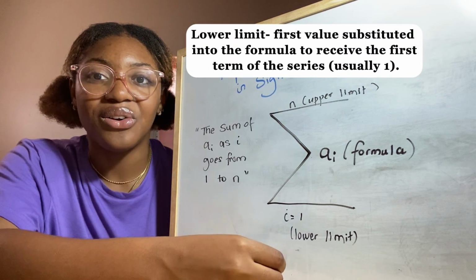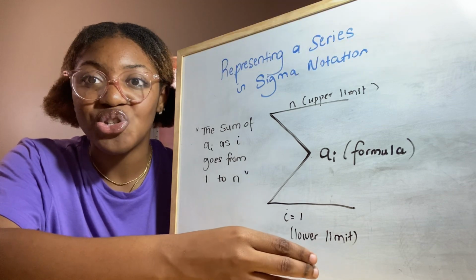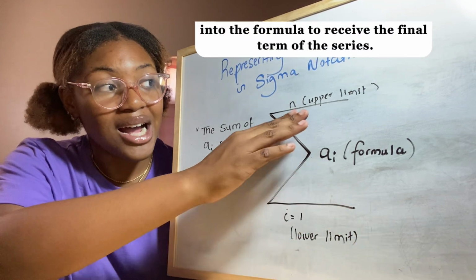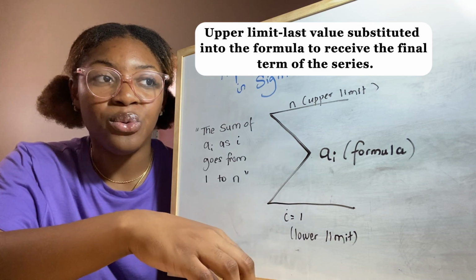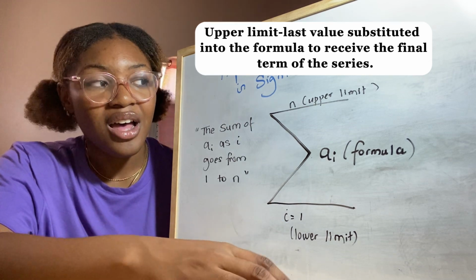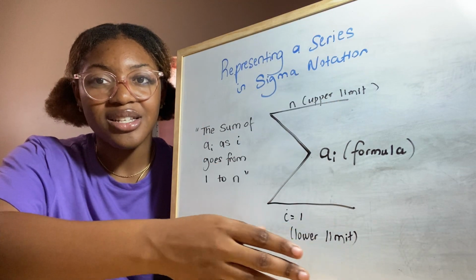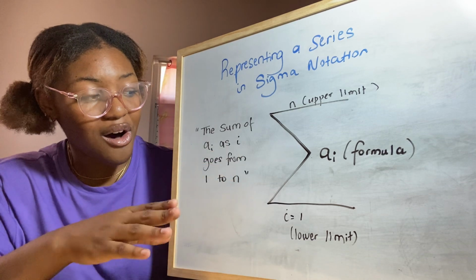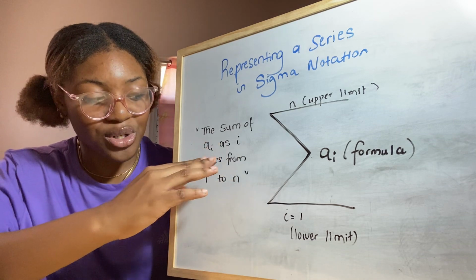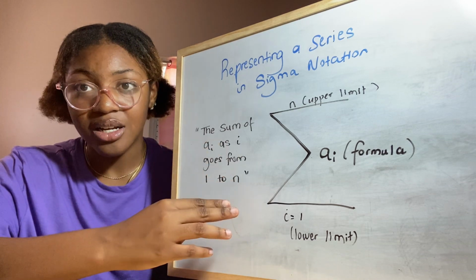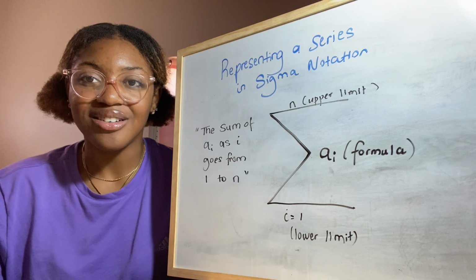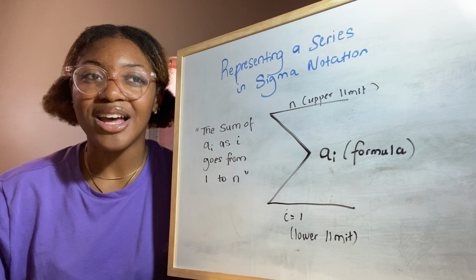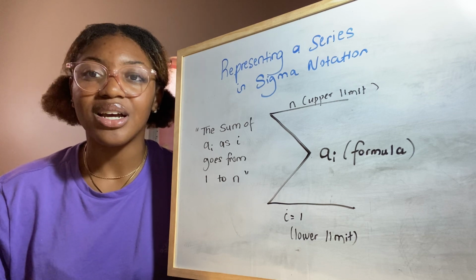What's the first value of i that we would substitute in the formula, and then at the top we would have our upper limit, so that would be the last value we would substitute into the formula. And this is basically representing the phrase, the sum of a_i as i goes from 1 to n. So that's what we have for the sigma notation. And you're going to understand how this is important when we get into the examples.